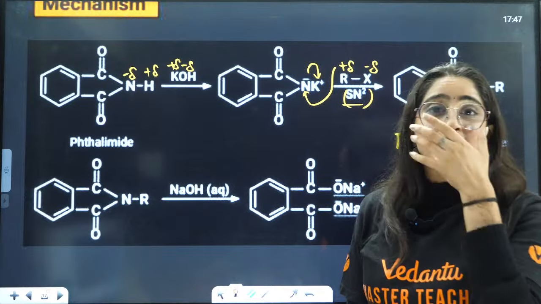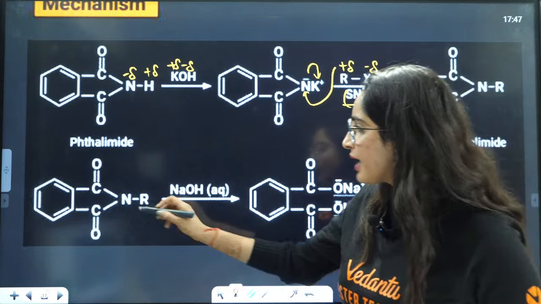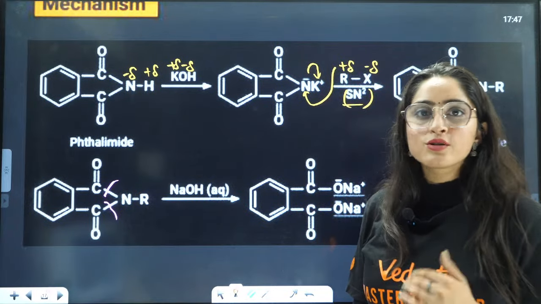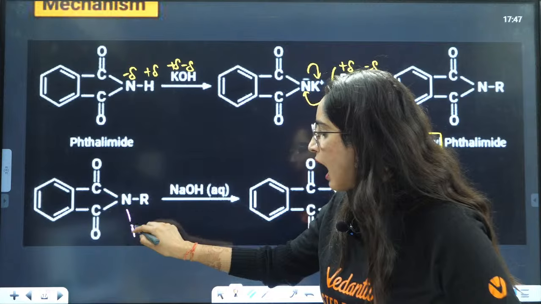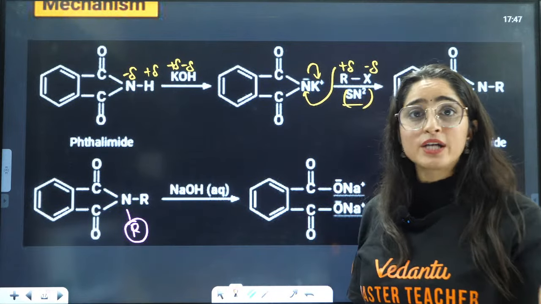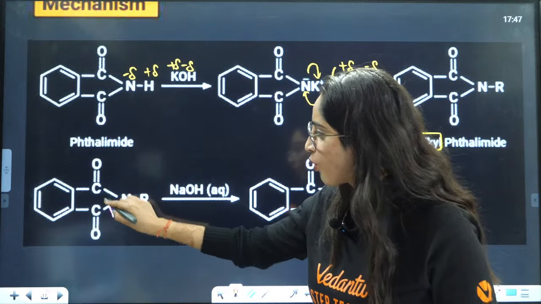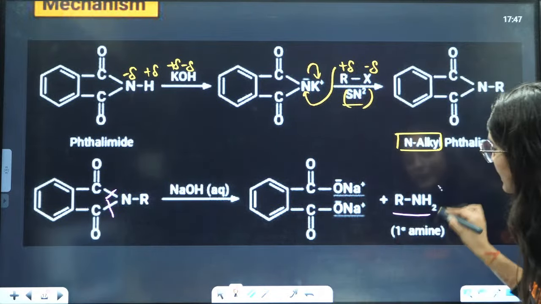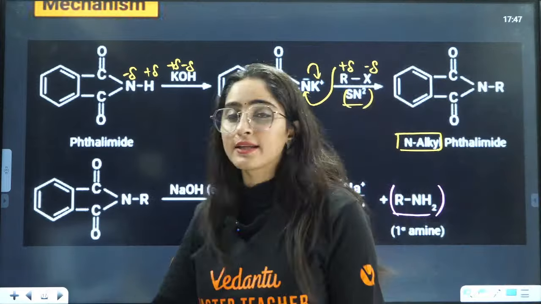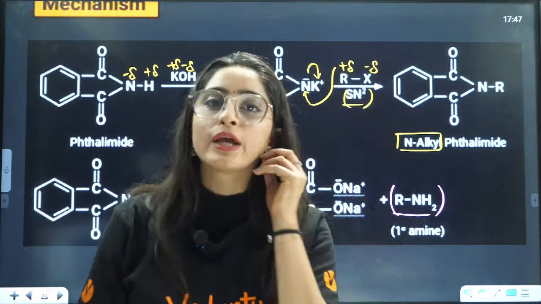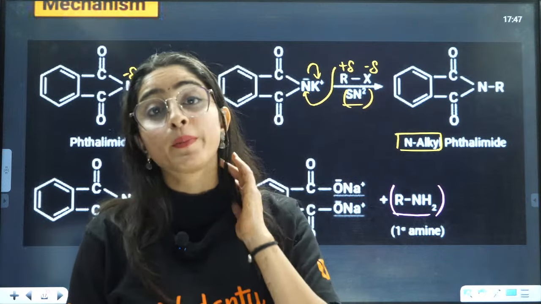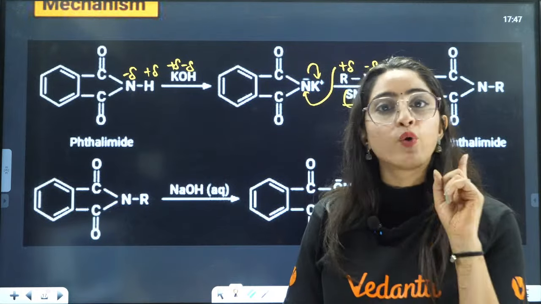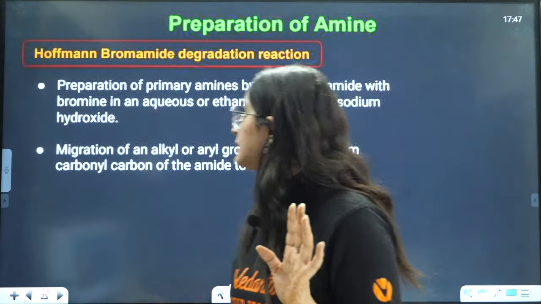Now, why always primary amine? Because you can see that two sigma bonds are already bonded to this carbon. So, there is no scope of adding one more R group here. So, when you add NaOH aqueous, it will definitely break this bond and it will give you two hydrogens here. That is why only primary amines are formed in this case. In Gabriel phthalimide, no 2 degree, no 3 degree amines are formed. Only primary amines are formed from here, right?